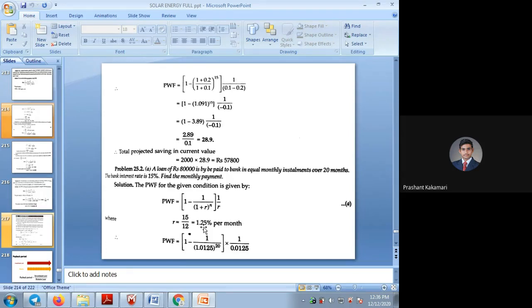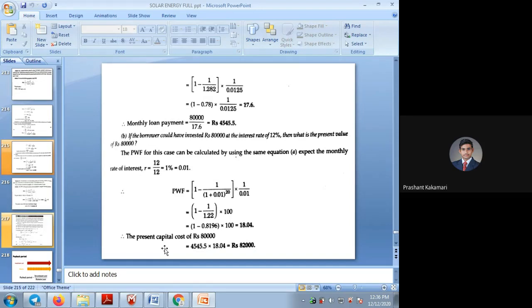So filling in this 1.25%, that is 0.0125 rate of interest, in 20 months, whether the present worth factor is positive or not, we have to check. So the present worth factor is 17.6, it is positive. Okay. Now as it is a loan amount, we need to find out the monthly loan payment, how much will be there.